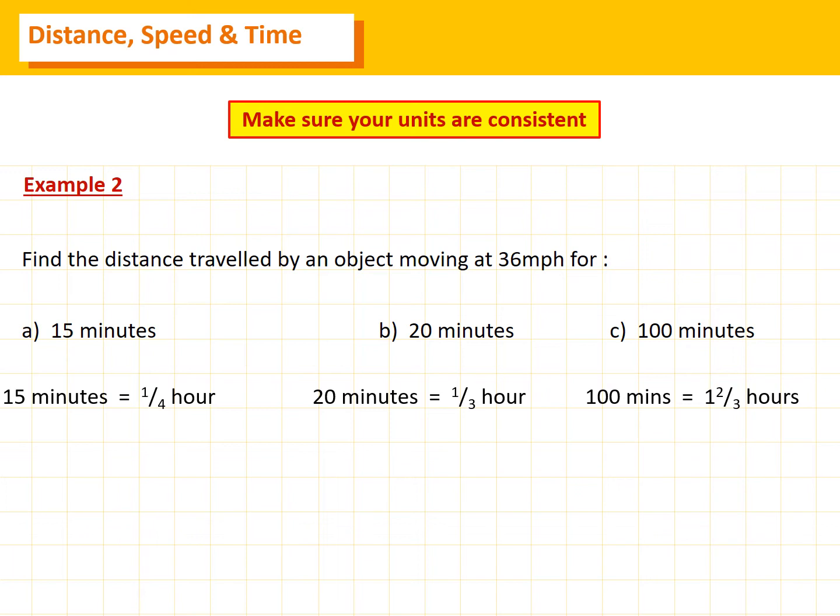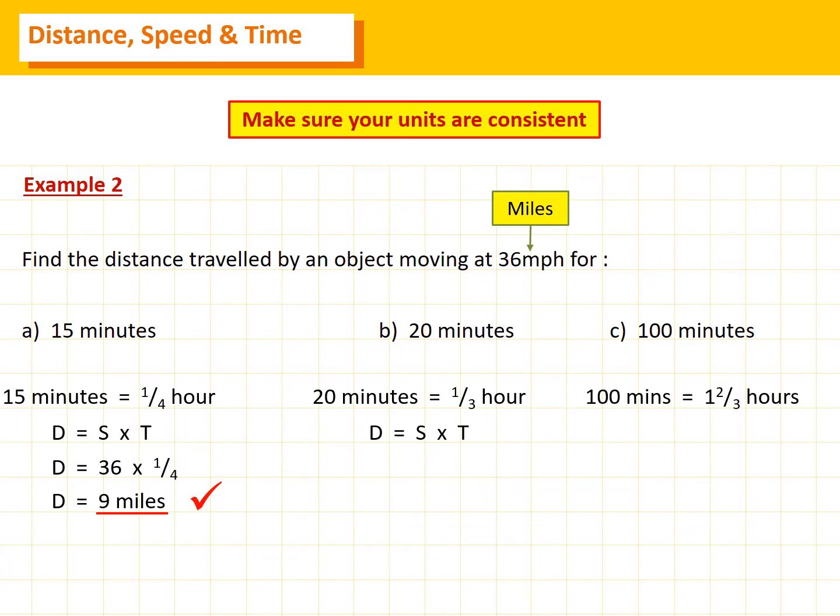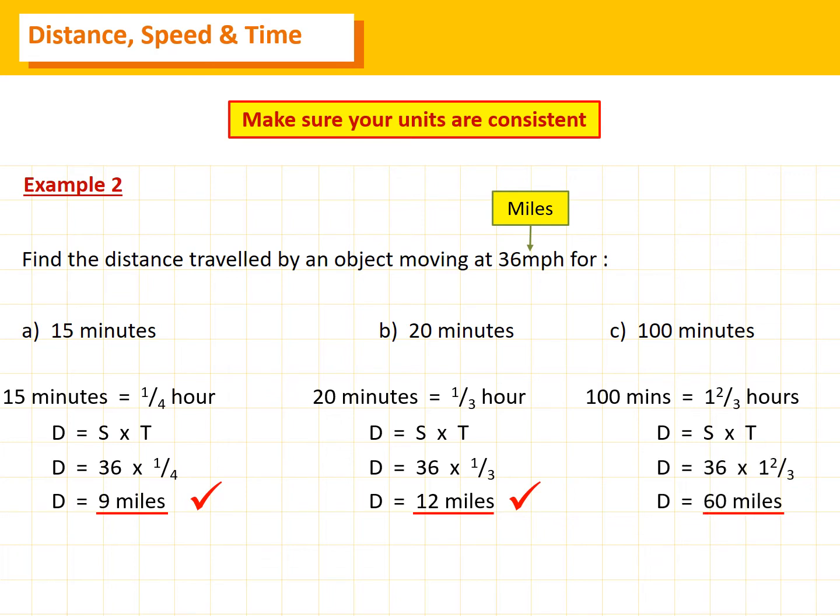Now our units of time are consistent with our units of speed, so we can use distance equals speed times time. In part A, 36 times a quarter, that's 9 miles. In part B, 36 times a third, 12 miles. And in part C, using distance equals speed times time, 36 times 1 2/3, 60 miles.